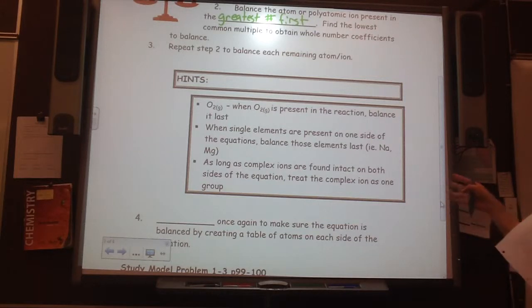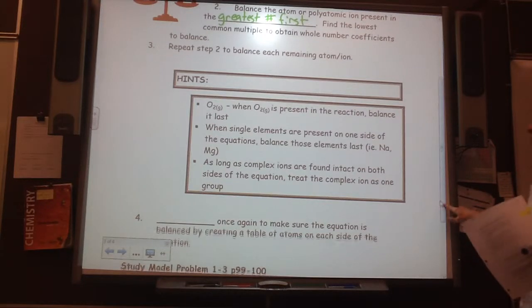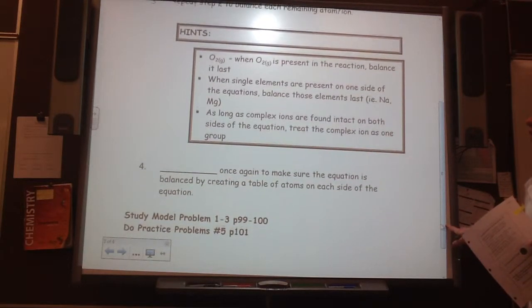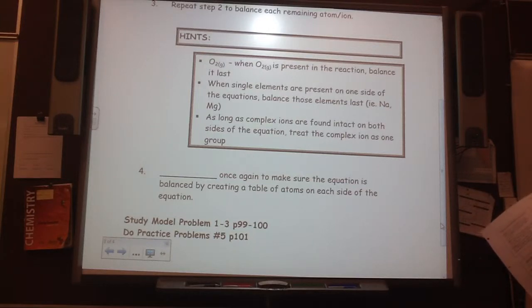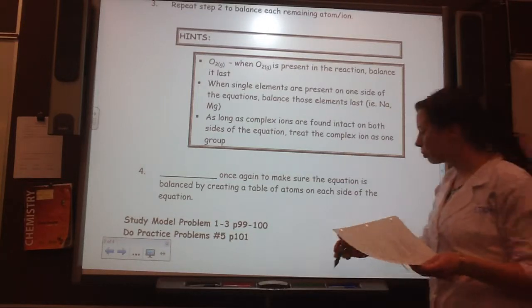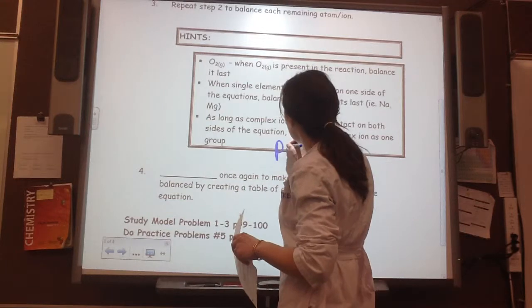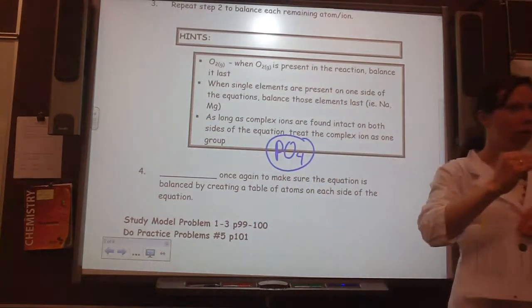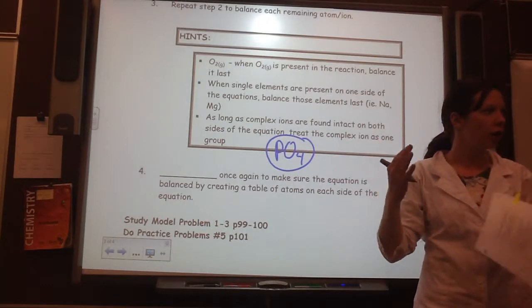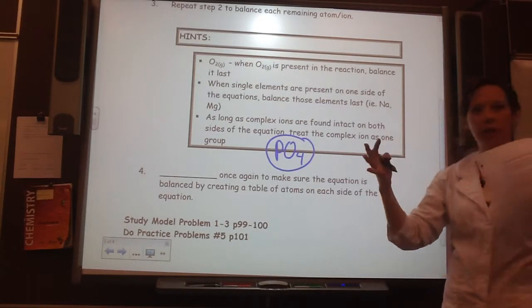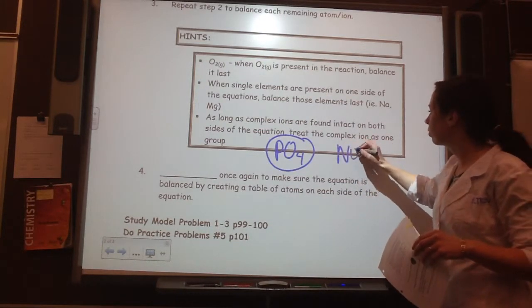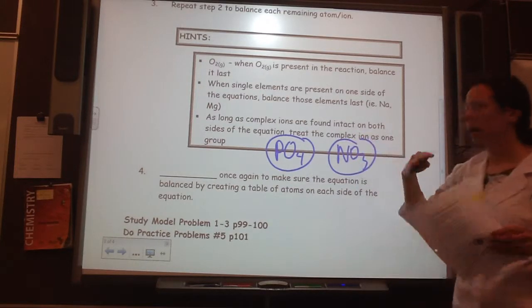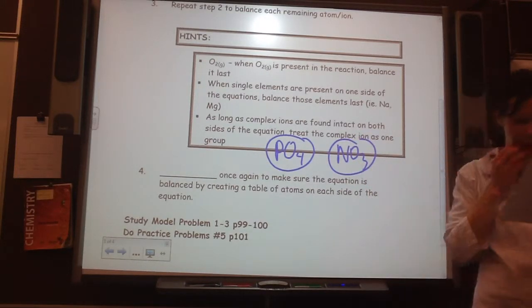When oxygen is present, balance it last. When single elements are present on one side of the equation, try and balance them last. As long as complex ions are found intact on both sides, treat them as one group. So write PO4 all together. Don't go P and then 4. Because if PO4 is the polyatomic ion, keep it all together. Or say NO3, just keep it all together. And again, I'm going to show you examples.